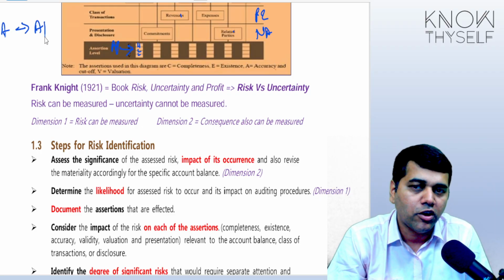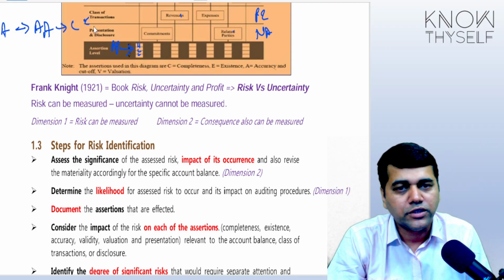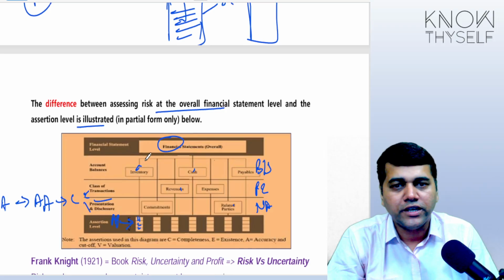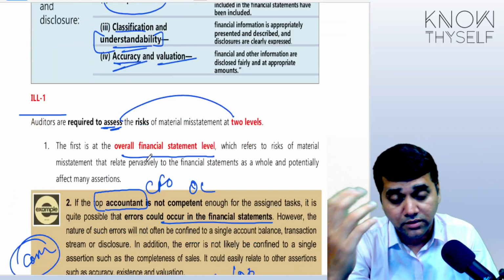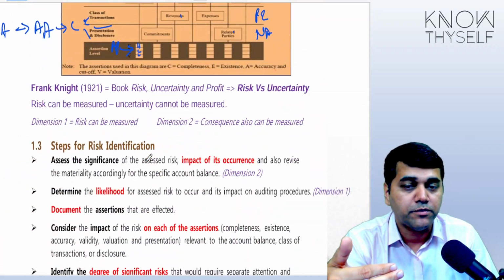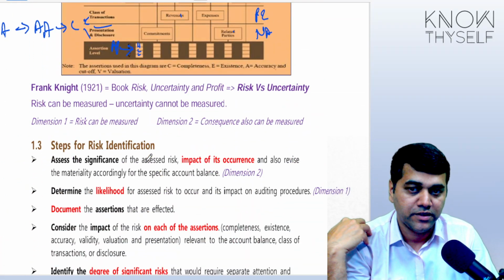Risk assessment is all about your audit risk. Audit risk has a component, and we have understood that component, and we understood that the auditor has to do that risk of misstatement assessment at the assertion level.